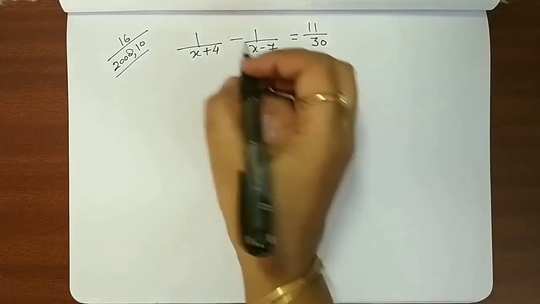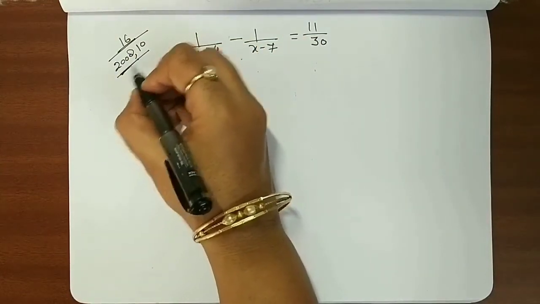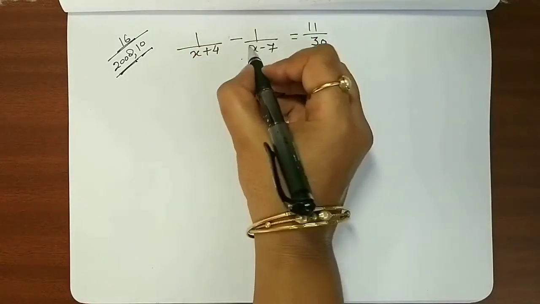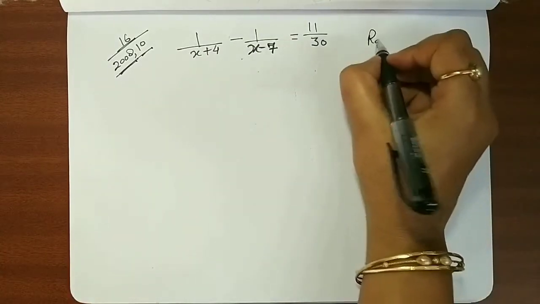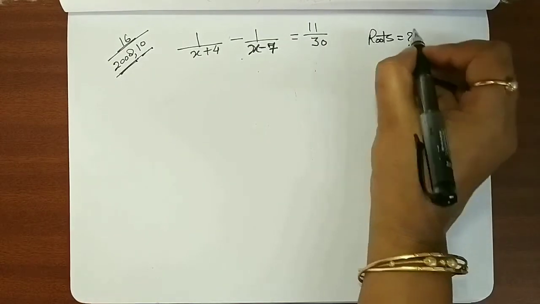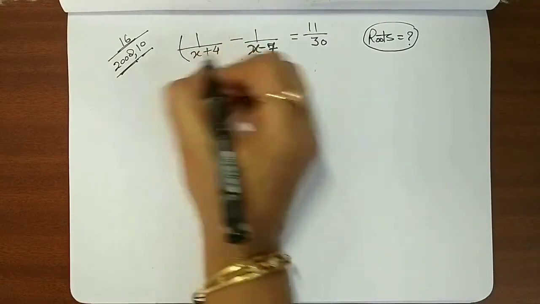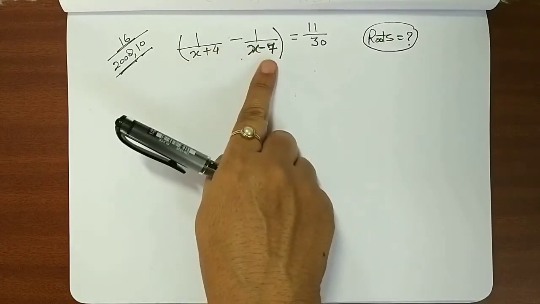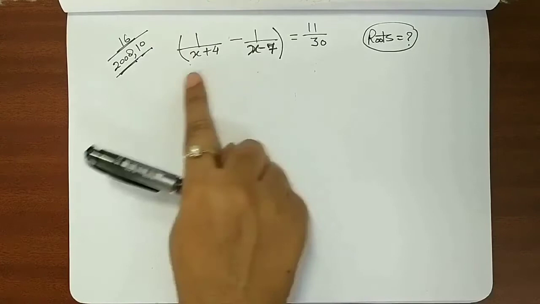Hello everyone. Today I am going to discuss question number 16 from R.S. Agarwal, which came in 2008 and 2010 in the CBSE board. So here is the question, and we are supposed to find out the roots. For roots, guys, the only tool we have is factorization, right? Factorization can be done for a quadratic equation. So first we will bring it into the quadratic equation form.